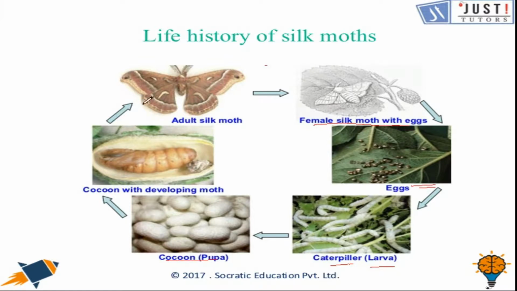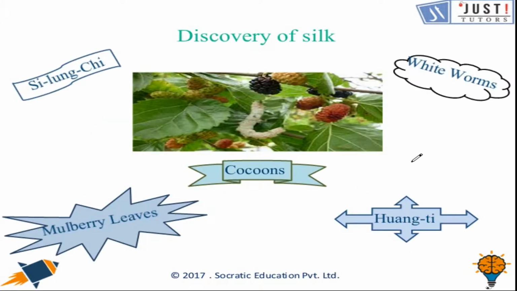You can see here that the cocoon develops into the moth, and the moth changes into the adult silk moth. So this is the life cycle or life history of the silk moth. We'll move on further, and this is how the discovery of silk took place.